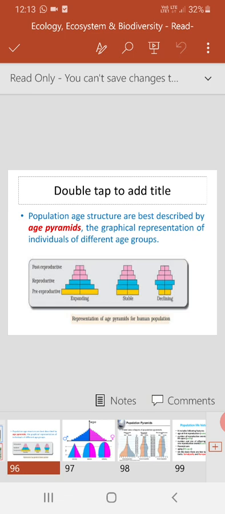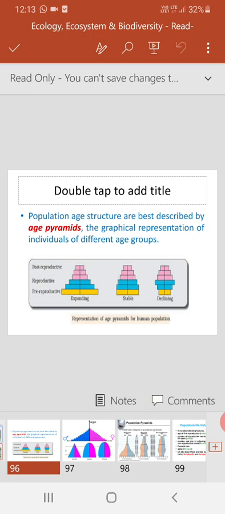While a declining population, also called an urn-shaped pyramid, is one in which the birth rate is low compared to the death rate, so the number of new, pre-reproductive individuals is comparatively low as compared to reproductive and post-reproductive individuals. So such a population will decline in the near future as well.